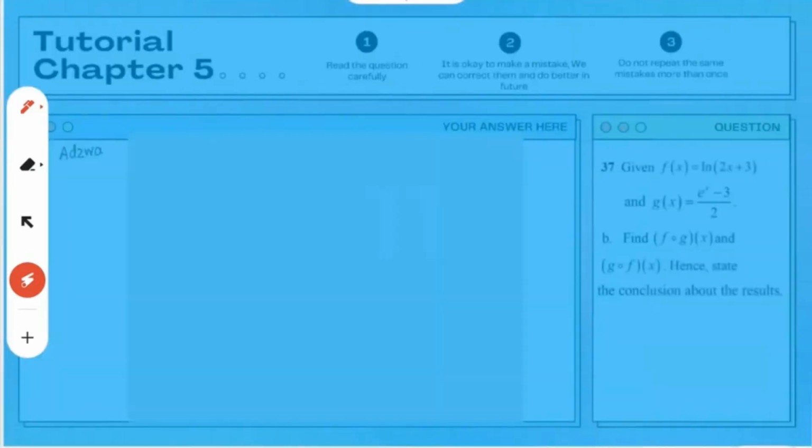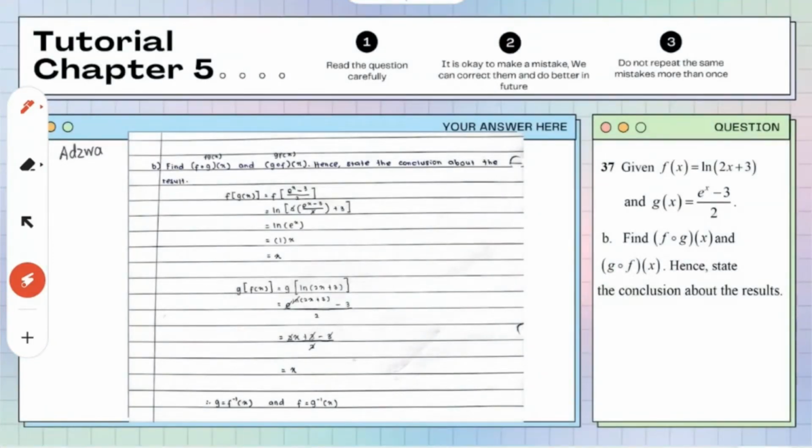Now, 37B. Oh, ada nak tanya apa-apa tak sebelum kita move to the next question ni? So far okay semua orang? So far okay, madam. So far okay. Okay, alright. Okay, so kita tengok question B pula.